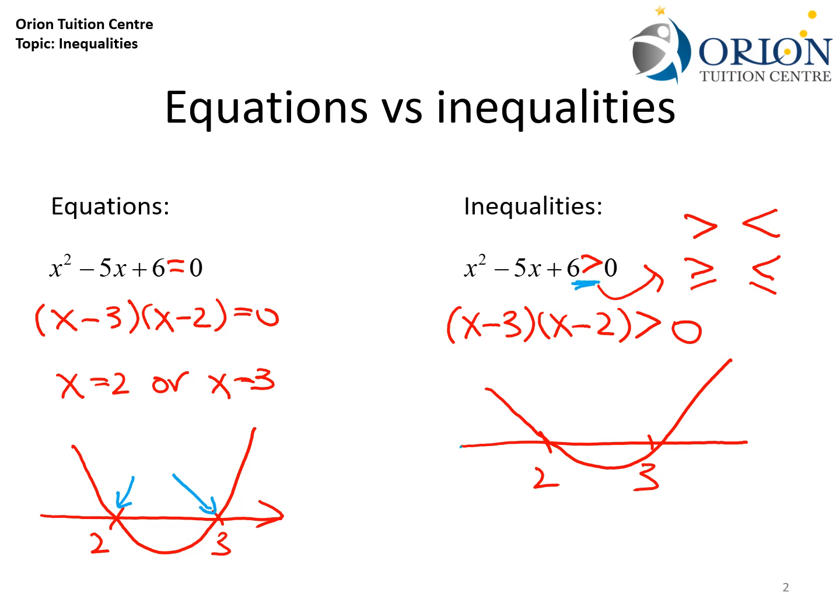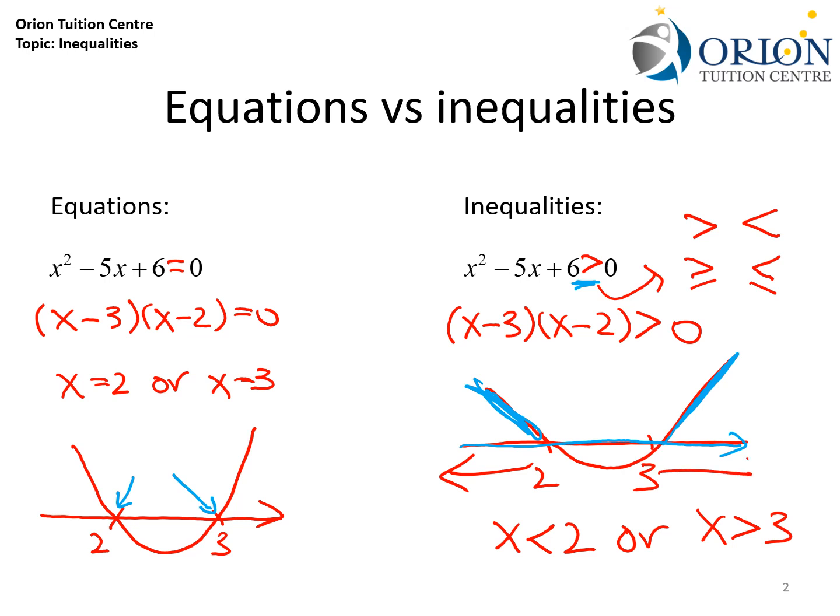Now since I know that this is the x-axis, and if any y value is more than 0, it must be above the x-axis. Therefore, I'm looking for this part of the graph and this part of the graph, which tells me that all the x values that satisfy this inequality must be x less than 2 for this portion over here, or x more than 3 for this portion over here.